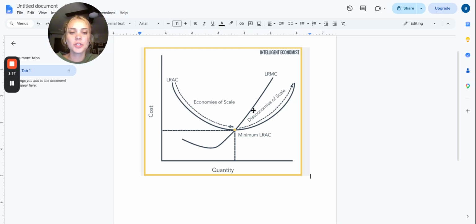If a company becomes too large, it may experience communication problems, management challenges, or inefficiencies that increase the average cost of production. A good example of this could be Costco.